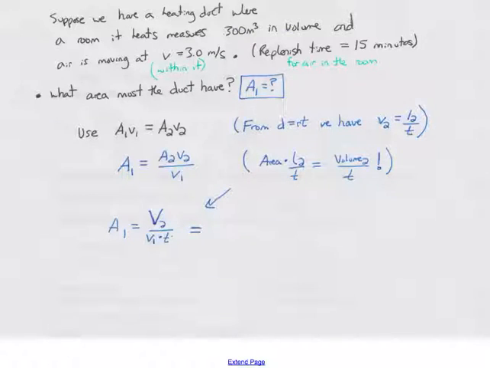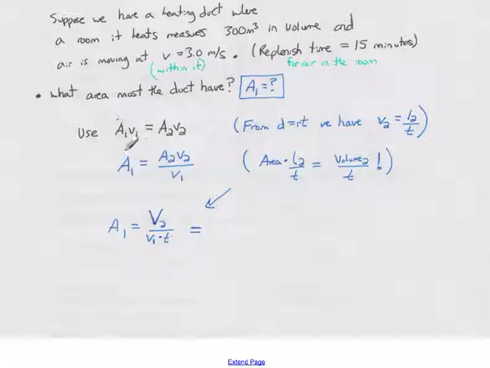I liked that one. This one says we've got a heating duct and it's entering a room. The room is 300 cubic meters in volume. Air is entering the room at 3 meters per second through the duct, and it takes 15 minutes to replenish the air in the room. If you want the air in the room to replenish every 15 minutes, how big do you have to make that duct? What's the surface area of that duct that you've got to stick in the wall?